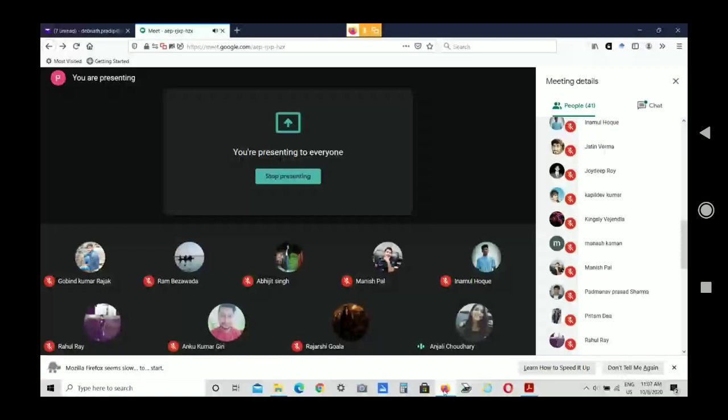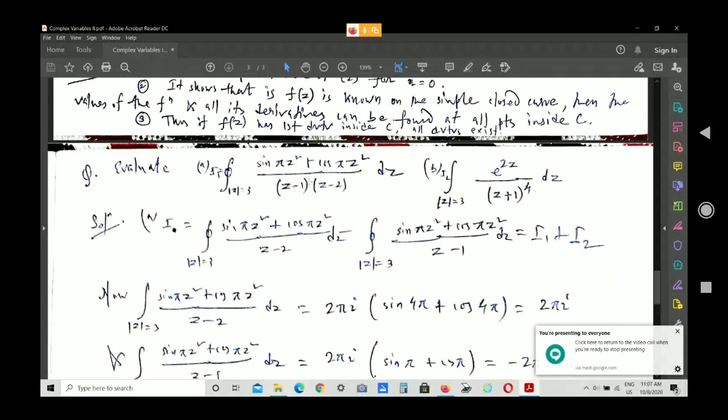Because the function is not analytic inside. You see, if these points were outside that curve, then we could apply Cauchy's theorem and the result would have been directly 0 by Cauchy's theorem. Very simple. But that is not the case. These points are inside the curve, so we have to consider these singularities. When a function is not analytic at a point, it is called a singular point. So the singularities are inside this curve, so they have to be taken care of. For that, what we do is divide the integral into two parts.